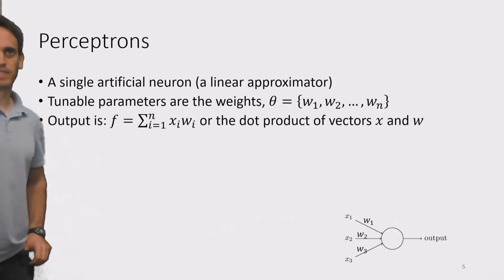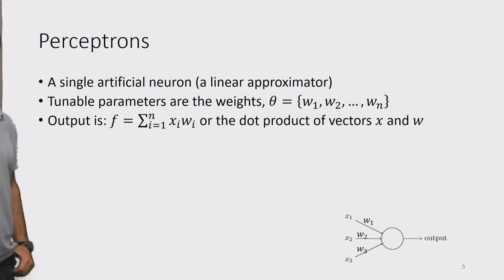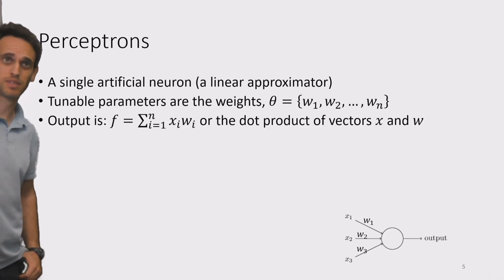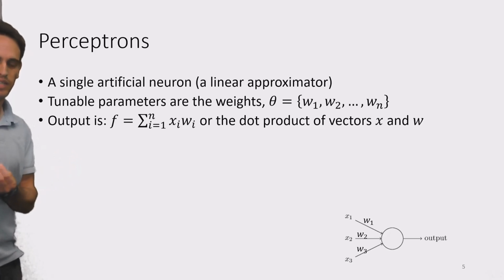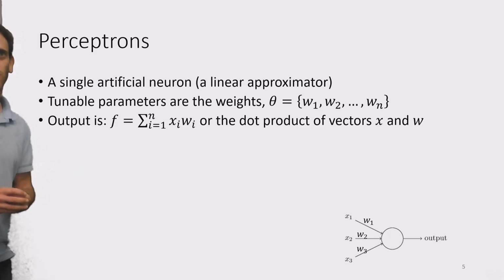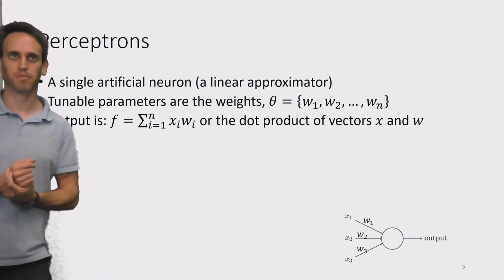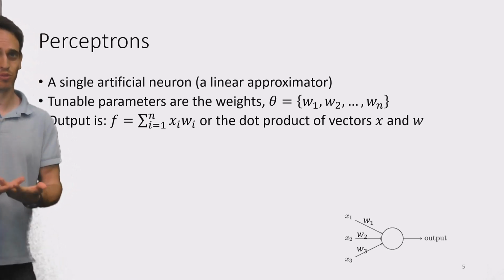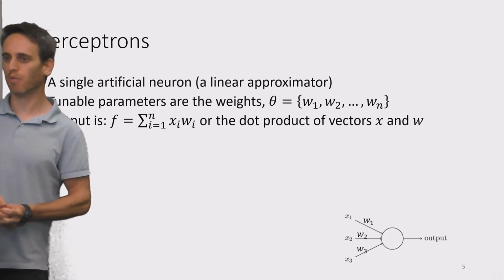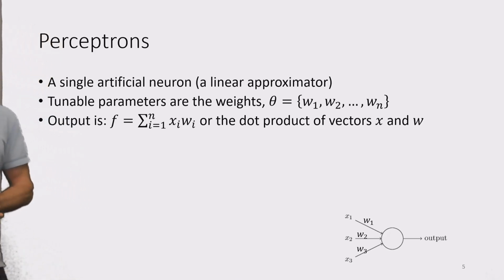Okay, so let's start from a single perceptron, right? The simplest unit that builds a deep neural network. A complete deep neural network will be a combination of many perceptrons. Let's start with a single perceptron and work our way upwards. So this is a single artificial neuron.